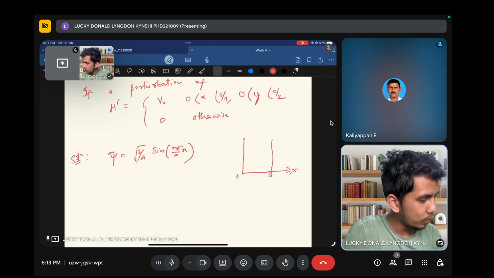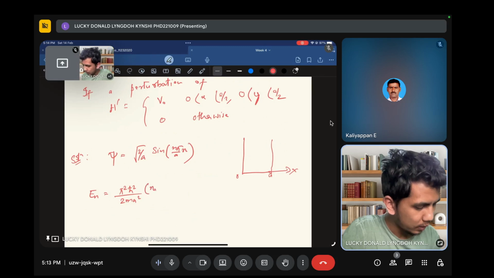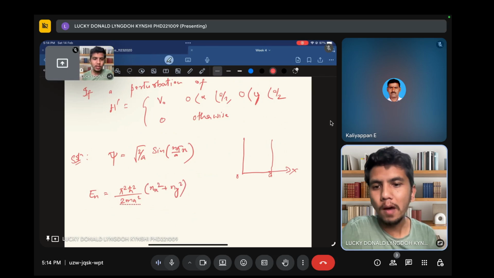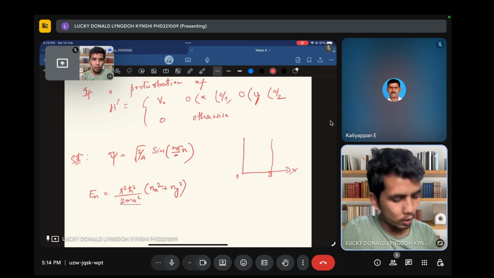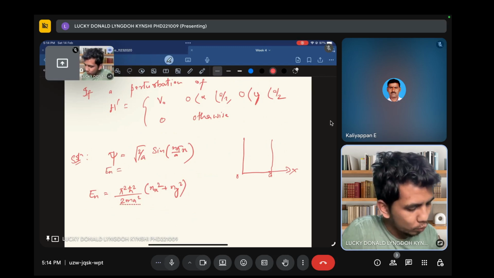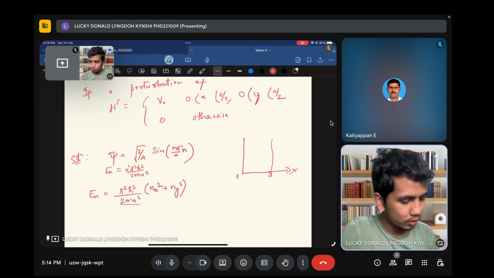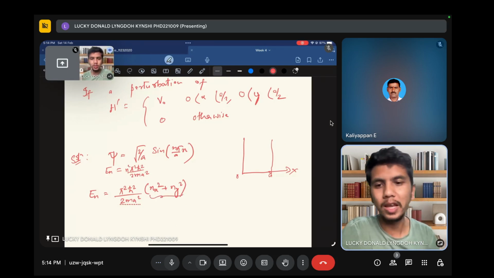So the energy term will be pi square h cross square by 2 m a square, times nx square plus ny square. So you have to add nx square plus ny square. If you remember, in one dimension we have En equal to n square pi square h cross square by 2 m a square. But now since it is two dimensional, your n square will be nx square plus ny square.